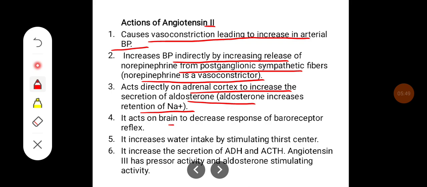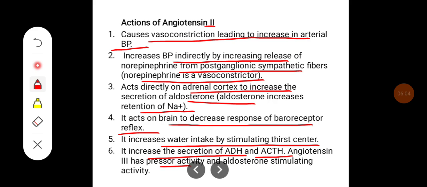It also acts on the brain to decrease the response of the baroreceptor reflex. Angiotensin 2 increases water intake by stimulating the thirst center, and it also increases the secretion of ADH and ACTH. Angiotensin 3 has pressor activity and aldosterone stimulating activity.